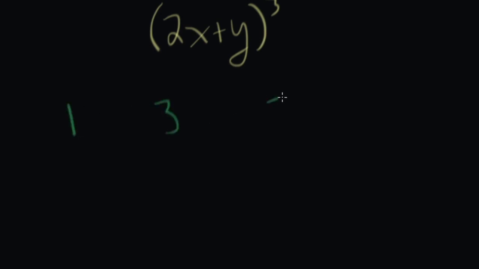And this time, we're going to try it with something else maybe a little bit more challenging. Let's do it with something that says 2x plus y. And we're going to cube it. Just like that. And we're still looking at the third row. And the third row pattern, just so you guys know, is 1, 3, 3, 1. So 1, 3, 3, 1. Just like that.